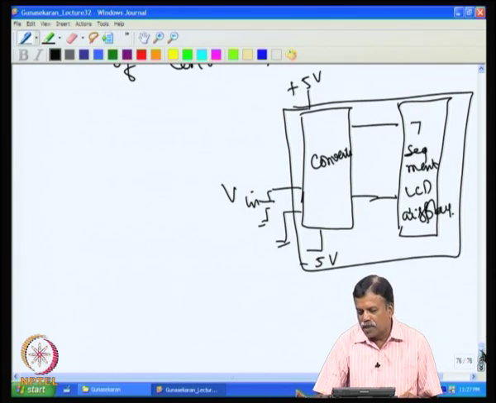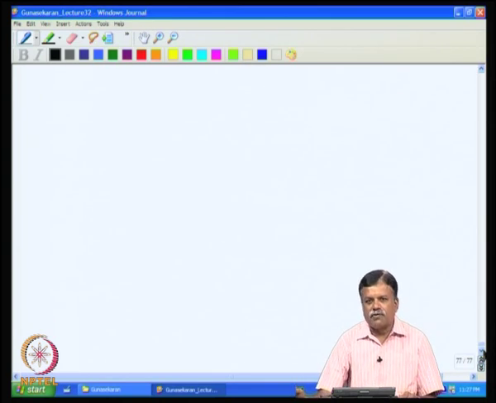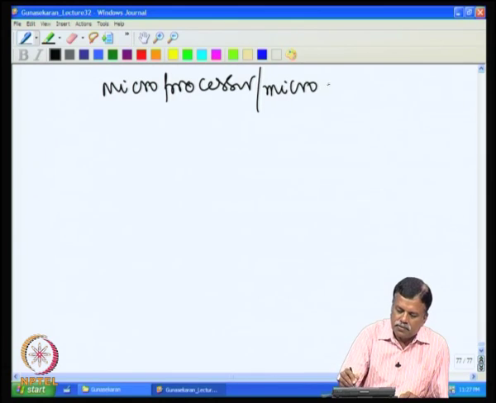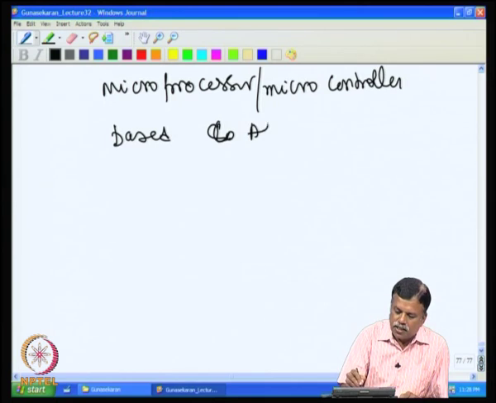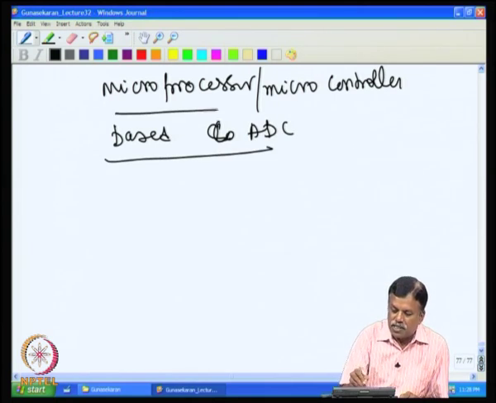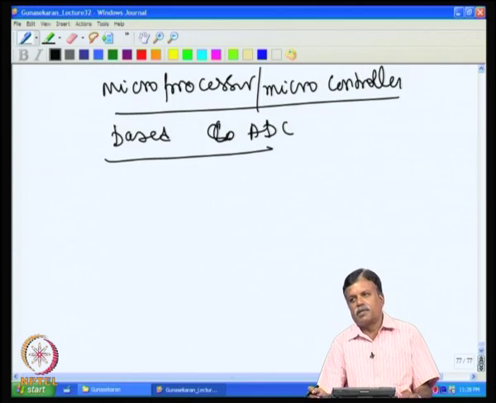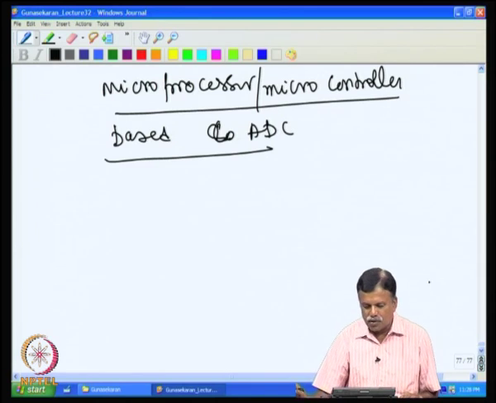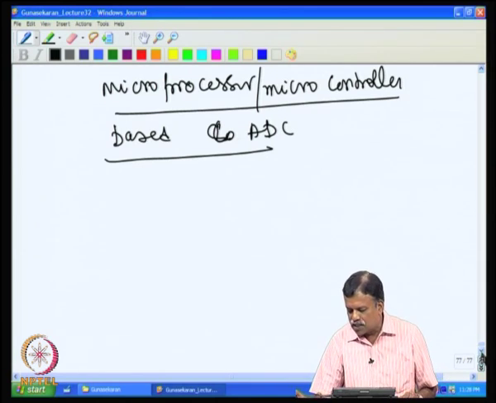For example, we can use a microcontroller and do this kind of conversion. So, microprocessor based or microcontroller based dual slope ADC. When we are using a microprocessor based system, one need not look for a dual slope ADC converter. One can easily achieve this kind of conversion function using a microcontroller.